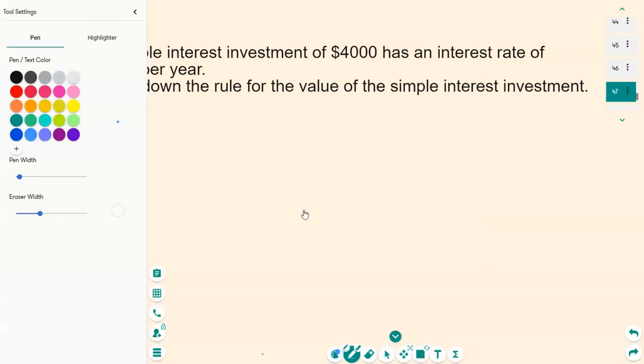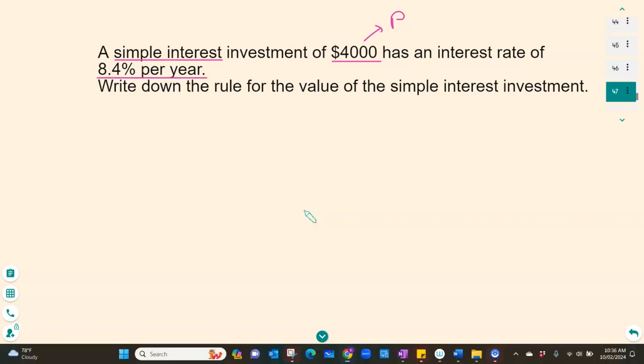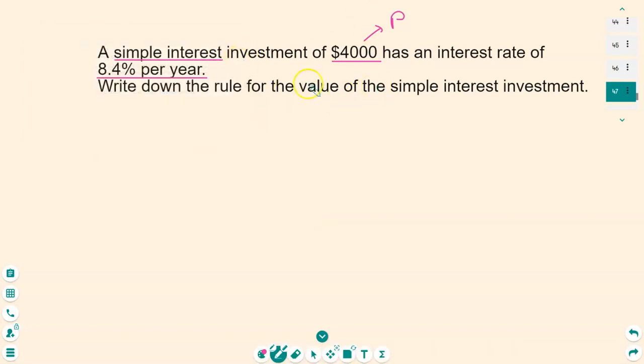Okay, let's get a different color. Maybe pink. A simple interest investment of $4,000 has an interest rate of 8.4% per year. Write down the rule for the value of the simple interest investment. So we've got, just underline some keywords, $4,000. So I know that that is going to be my principal, right? That initial value. The investment of $4,000 has an interest rate of 8.4% per year. Write down the rule for the value of the simple interest investment.